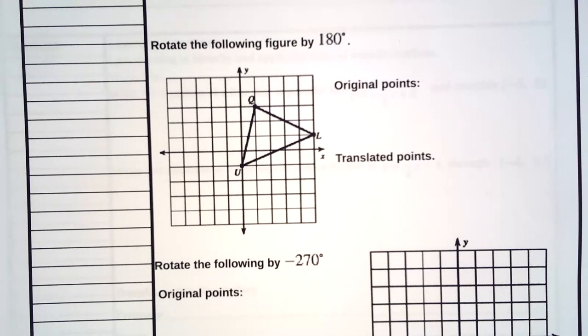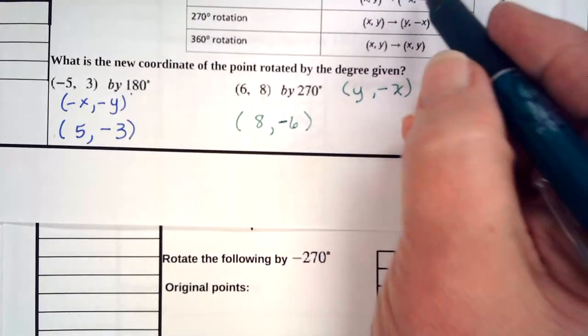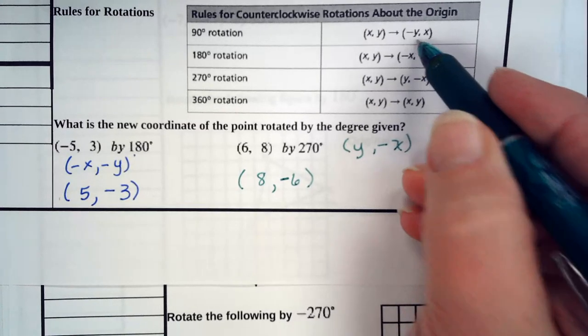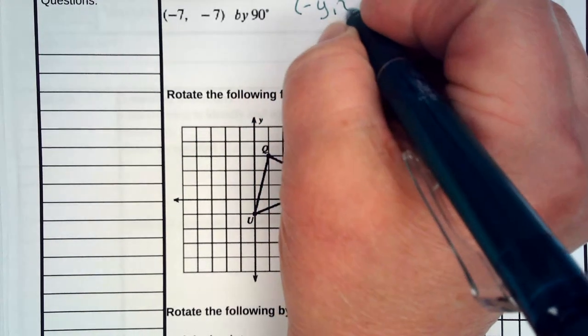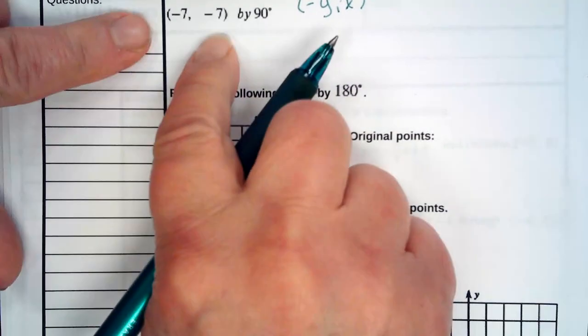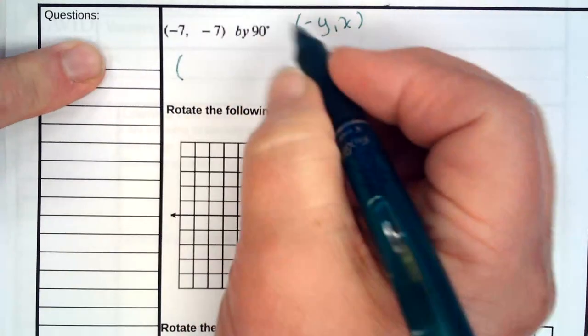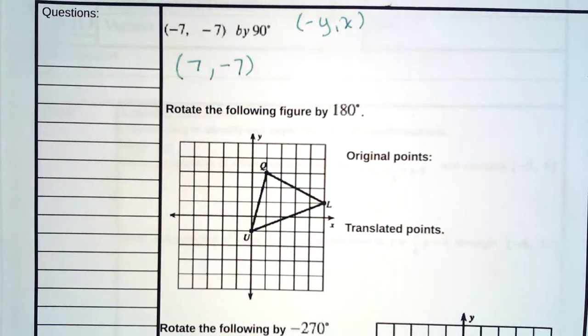What about 90 degrees? Well, our 90-degree rotation, we switch them around and negate y. So this is the opposite of y, x. Oh man, they're exactly the same. So the opposite of -7 is 7, -7, and we're done.